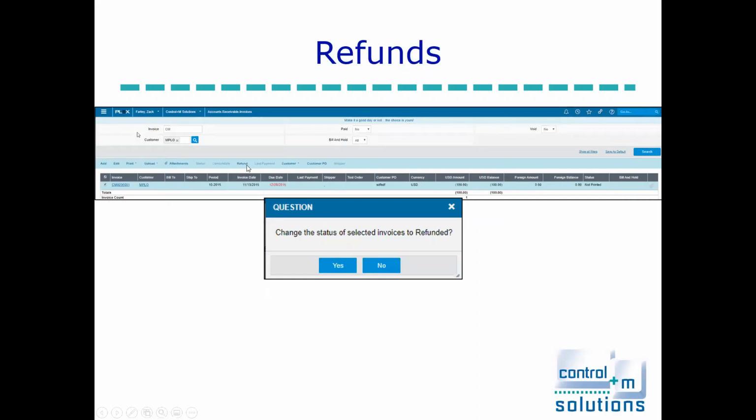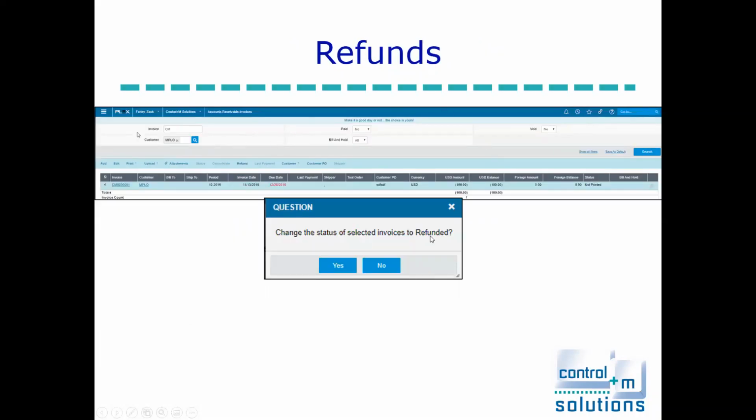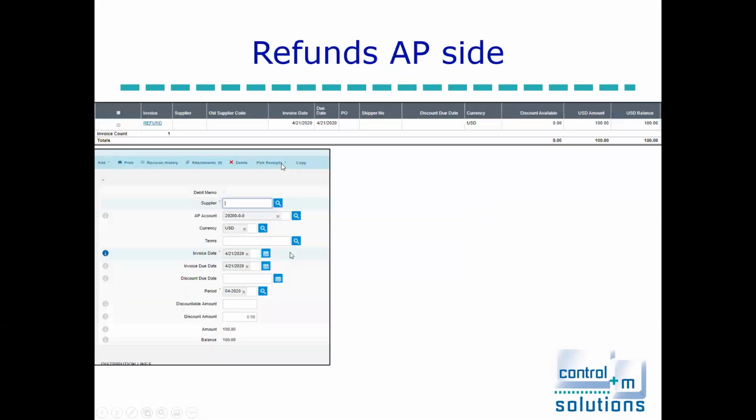When I click this button, refund is going to become available. So obviously, I'm going to hit the refund button, and Plex is going to ask a pretty benign sounding question here, which is, do you want to change the status of this invoice? And you go, sure, why not? So when you do that, it immediately negates this credit memo and shoves that over into AP.